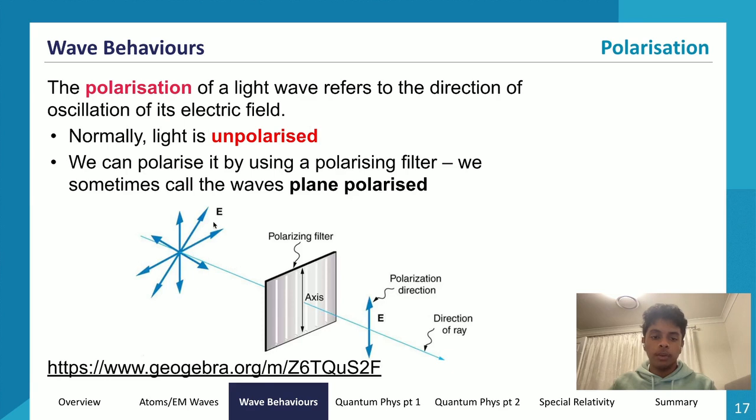Obviously now there are questions that they can ask. They'll give you an intensity of unpolarized light, and they'll ask us to calculate the intensity of the polarized light after it passes through a filter. So how do we do that? Well, it's in the next slide.